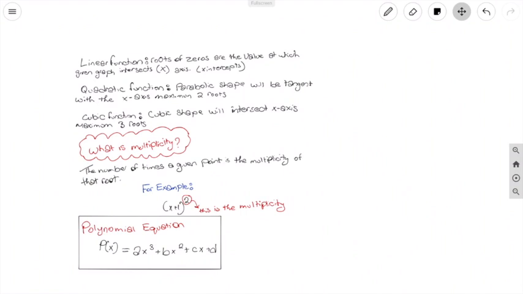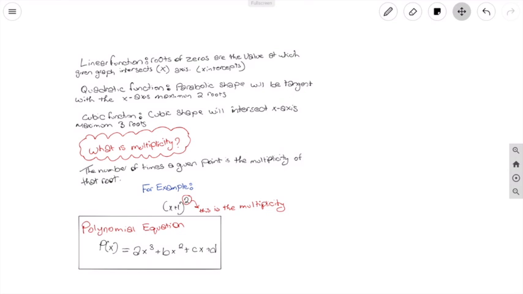Let's start by looking at basic definitions. A linear function has a root, or zero, which is the value at which a given graph intersects the x-axis. It's the x-intercept. A quadratic equation has a parabolic shape and will be tangent to the x-axis and will have a minimum of two roots.